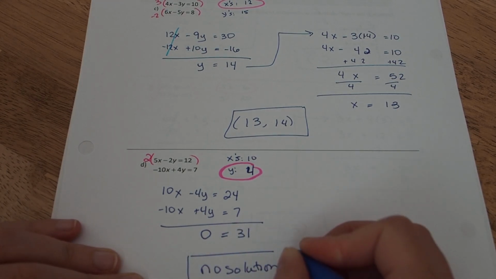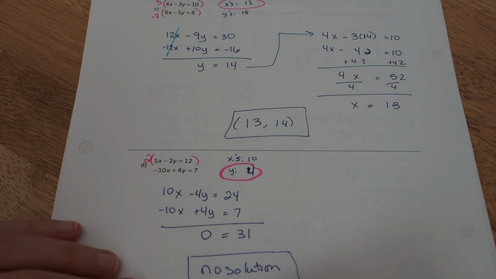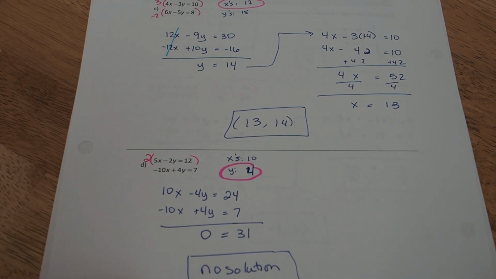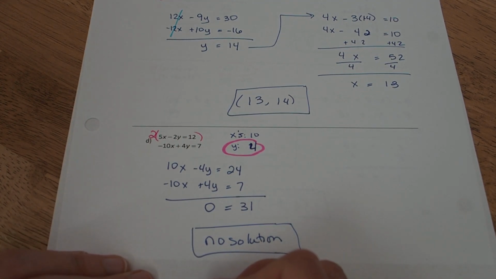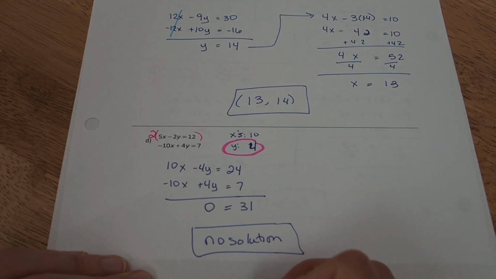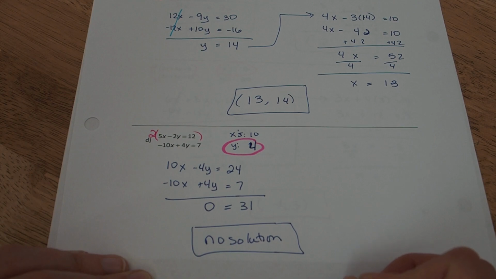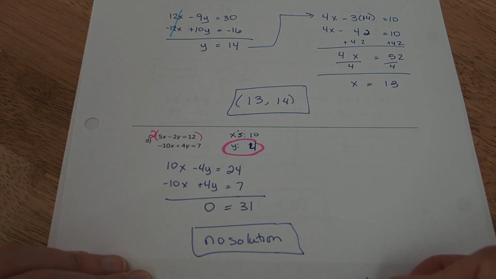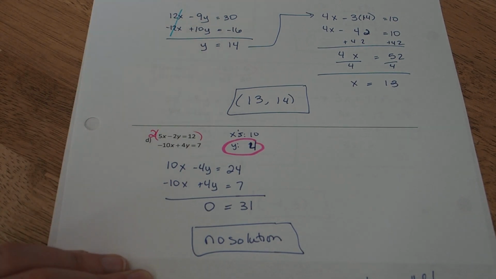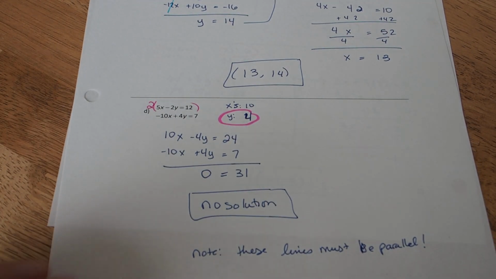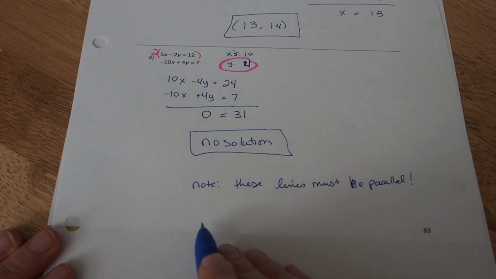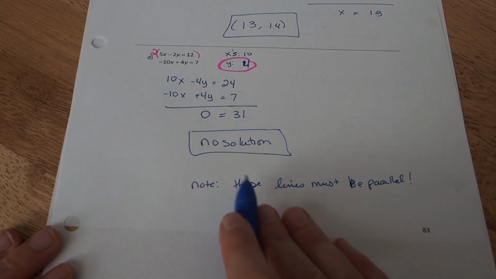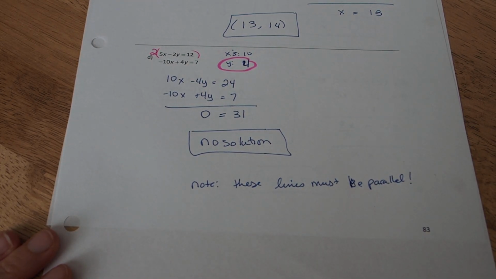The reason for this is that those two lines must have been parallel, and you could check it on your own if you would like by comparing their slopes. So we'll just make a note on the bottom. These lines must be parallel. Oops. Okay, sorry, my note didn't show at first. These lines must be parallel, and that is the reason that I got no solution for the answer.